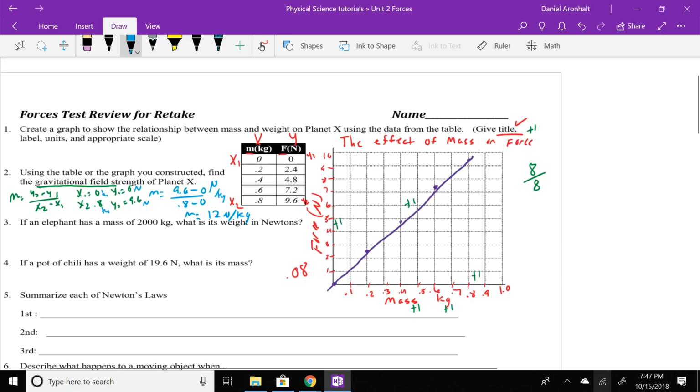So problem number 3, if an elephant has a mass of 2,000 kilograms, what is its weight in newtons? And it's understood to be what is its weight in newtons on this planet X. So I'm going to kind of erase some of the stuff, get it out of our way, just so there's less clutter around here.